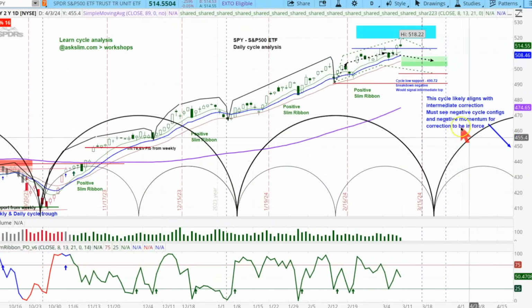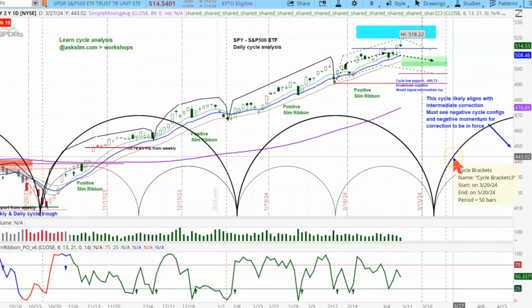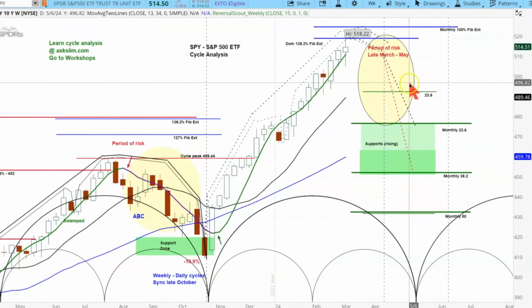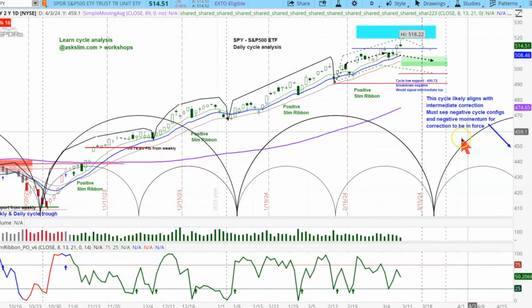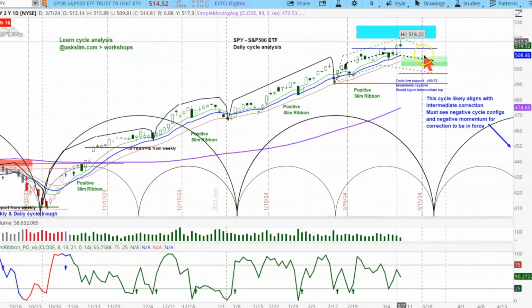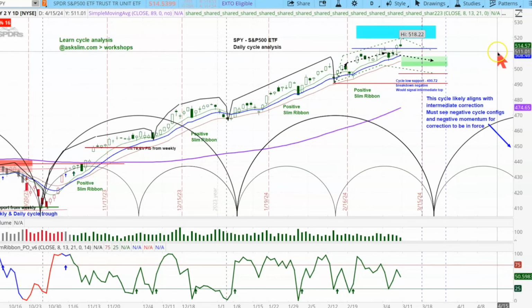Now, what will tell us to? Well, this cycle over here, and you can see if I point at it, that points out to May 20th, where that ends. And if you look over here, this points out to around the middle of May. So this corrective period on the weekly aligns with the corrective period out over here in the daily. We expect that this next cycle out over here, which we don't have projected yet, will rally and then fail and break key levels.